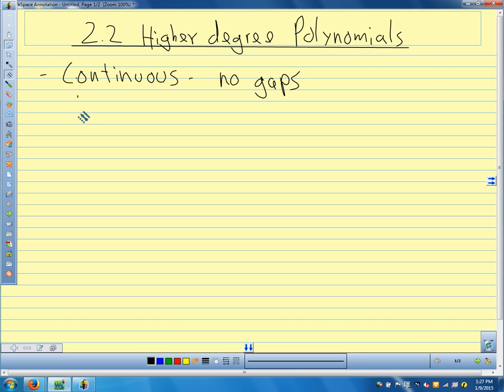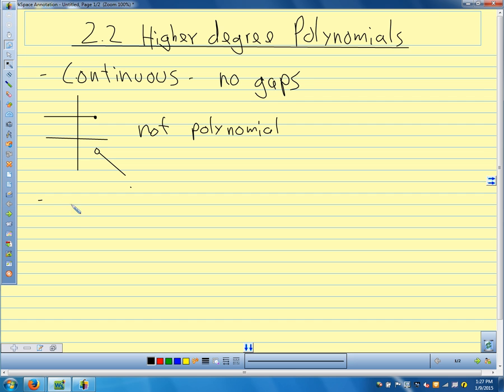So if we had just a quick sketch, if we had a piecewise function, something like this, we've dealt with functions like this before. If we had a function like this, that is not a polynomial. So our graph doesn't ever have a gap, doesn't ever jump. So this would not be a polynomial.